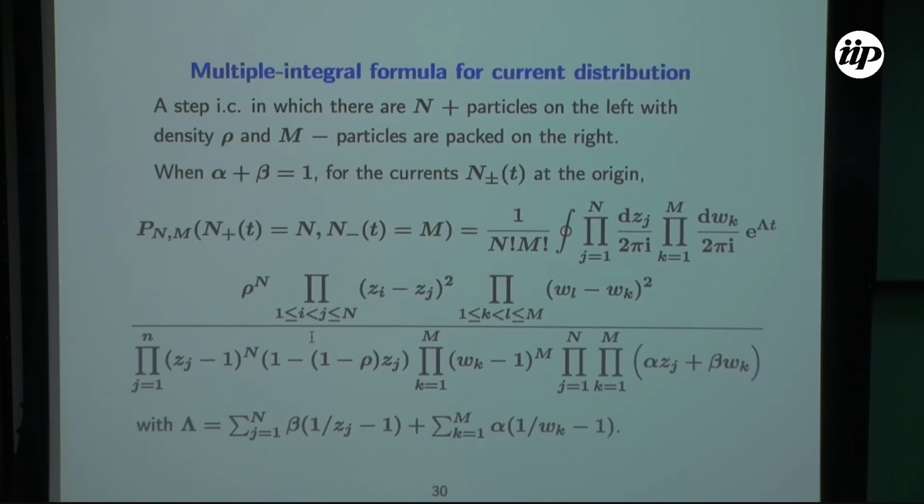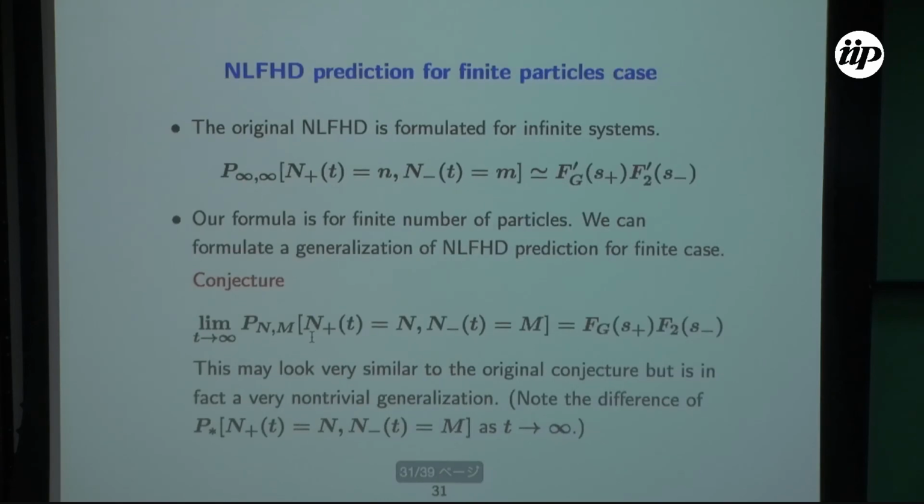If you are not familiar with this type of calculation, this may look pretty complicated. But if you look rather carefully, it's not so complicated, right? For the Z integral, this has this structure, like the usual free fermions or Vandermonde type thing. For W, it's the same. Then comes this correlation effect.